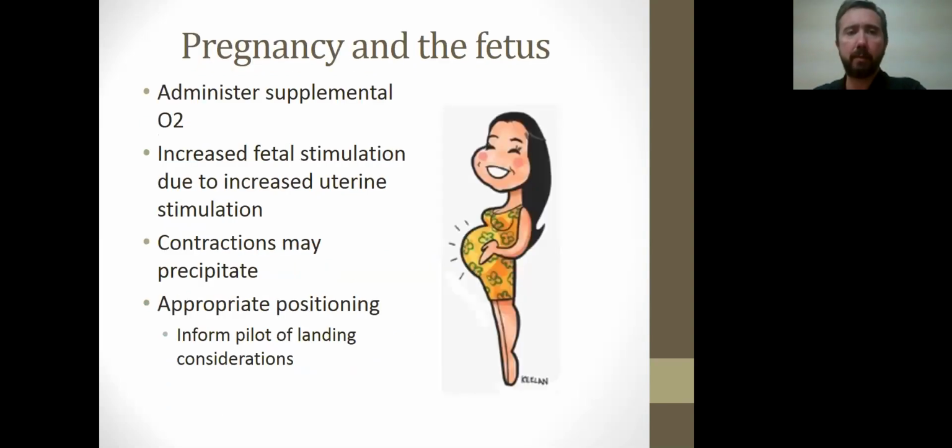With pregnancy, okay, typically we're going to remember that it's an oxygen deficient environment anyways. So a lot of the time the fetus is going to be suffering from some sort of oxygen compromise. So we'll make sure we're providing supplemental oxygen, okay. There may be increased fetal stimulation due to the increased uterine stimulation from vibration and noise. Contractions may start to precipitate, so be mindful of that. So appropriate positioning, and inform pilots of landing considerations. Maybe we're not able to make it to the nearest appropriate facility and we need to make another landing. So those are the types of things that we want to make sure that we're communicating with the pilot.